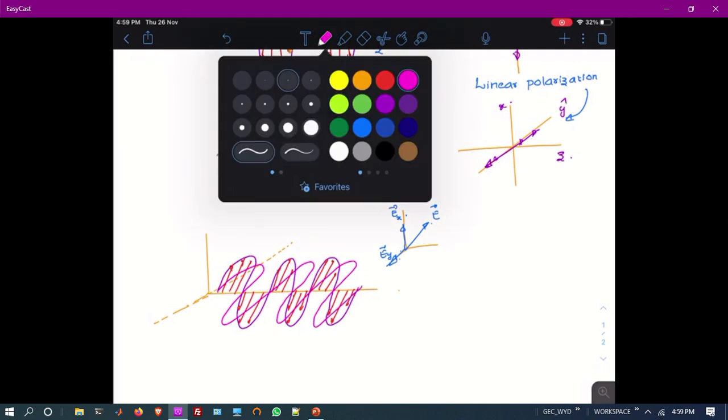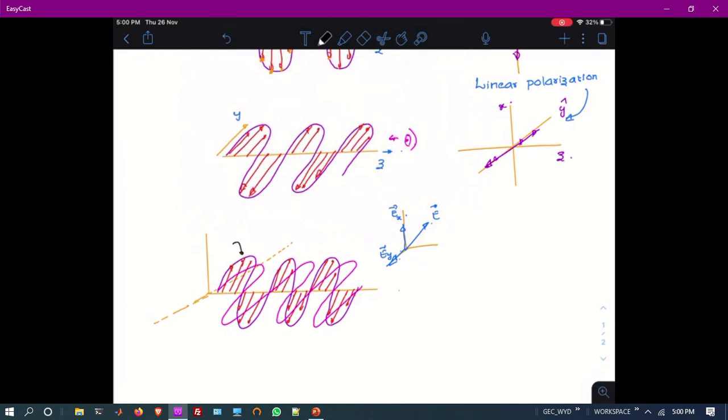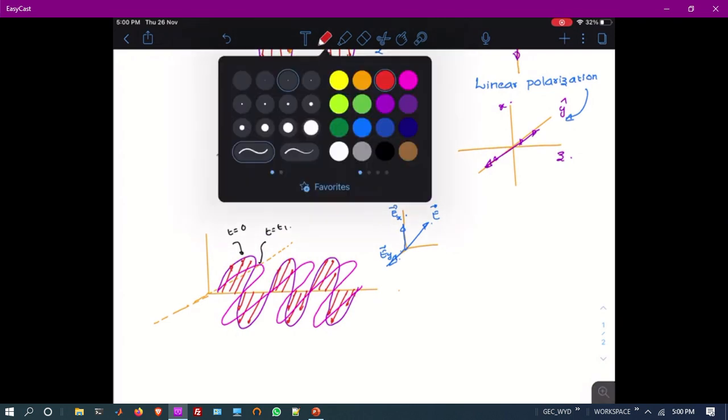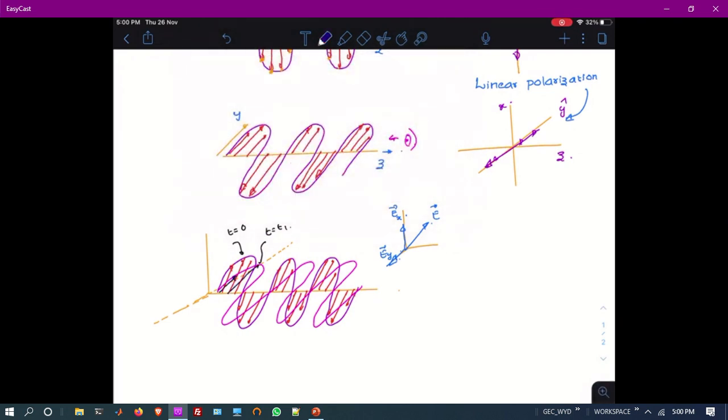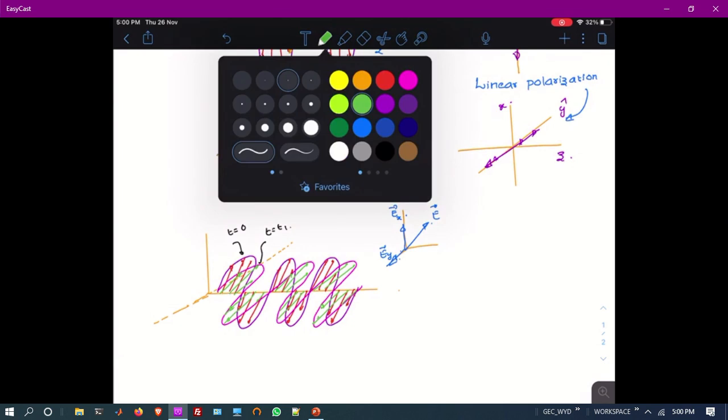Okay, so at t equal to 0, so this is at t equal to 0. Now at some t equal to t1, the wave has rotated. The electric field of the wave has rotated. So in that case, my orientation will be something like this. Let me draw with a lighter color so that it will be visible. Okay, so the wave has now rotated. Now at t equal to t2, the wave might have rotated again. So something like this.